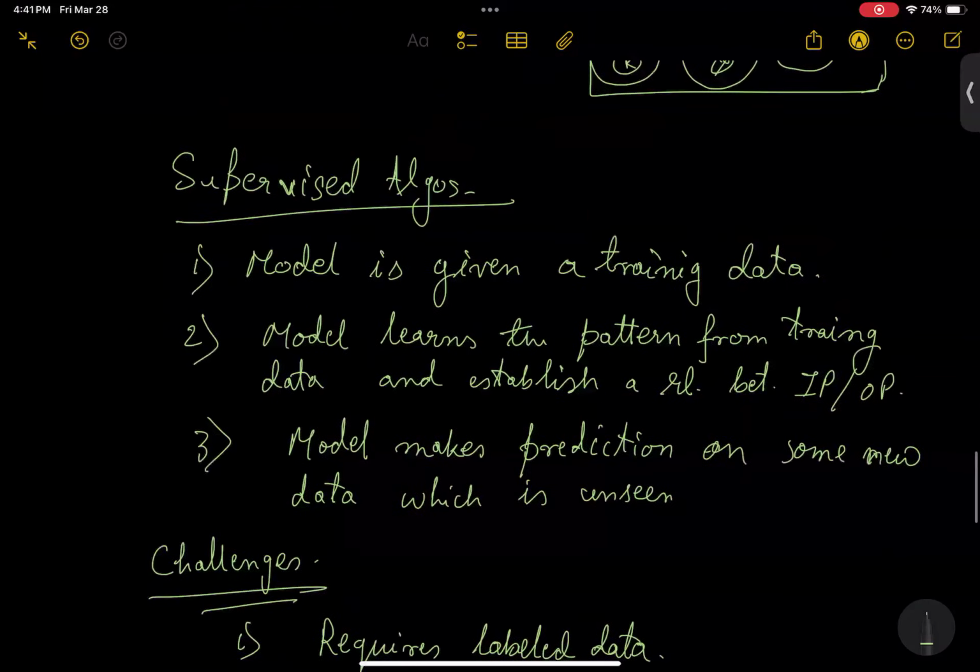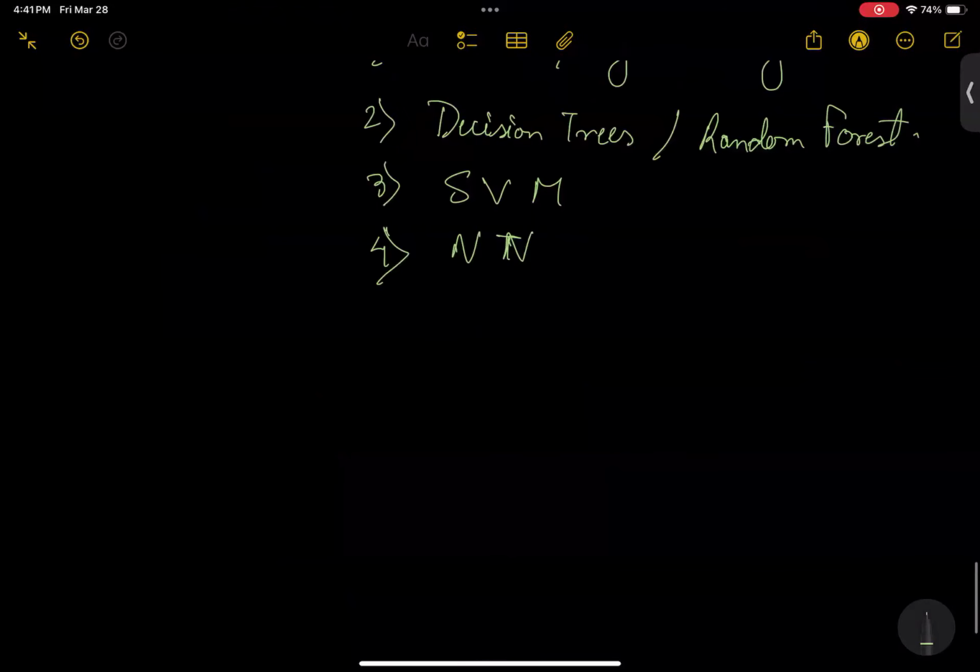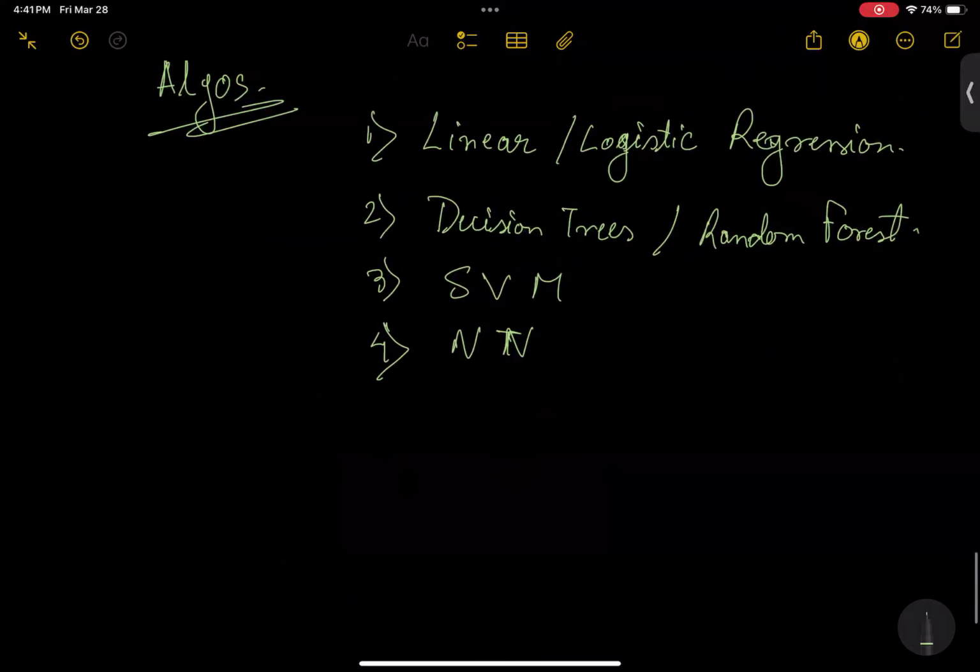This is clear, right? Am I going too fast? Do you want me to go a little slower? No, the way you are progressing is perfectly fine. Okay, then let's talk about some unsupervised algorithms.